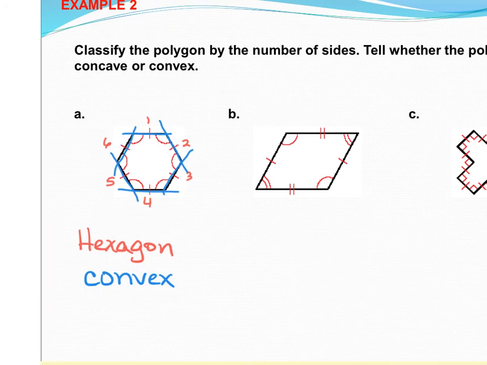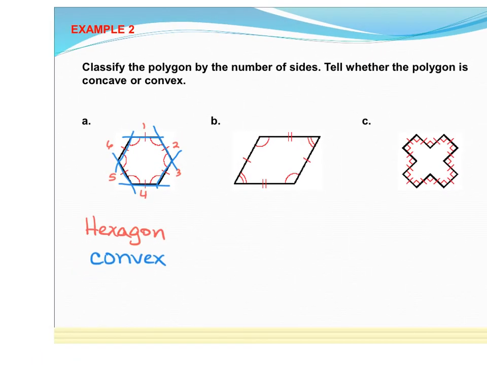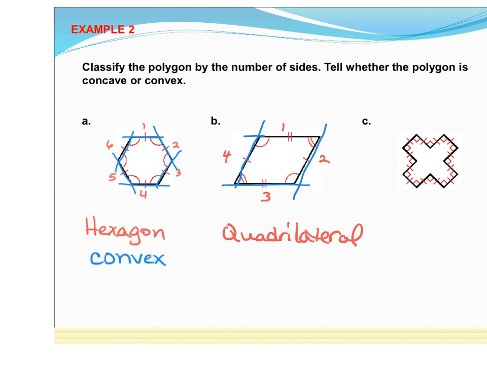Going to count the number of sides for B. It's got 1, 2, 3, 4. The general name for this 4-sided figure is a quadrilateral. And again, if I were to draw lines, none of them enter into the interior, so this one is also convex. Specifically, this is a picture of a parallelogram, but we haven't gotten there yet. Just know it's a quadrilateral.